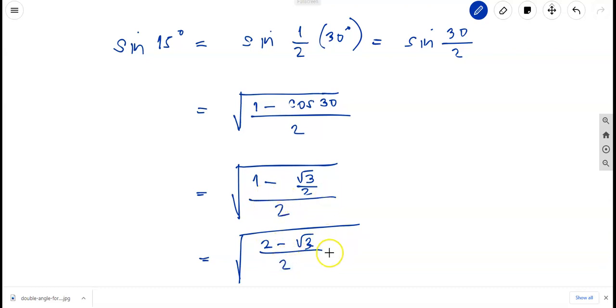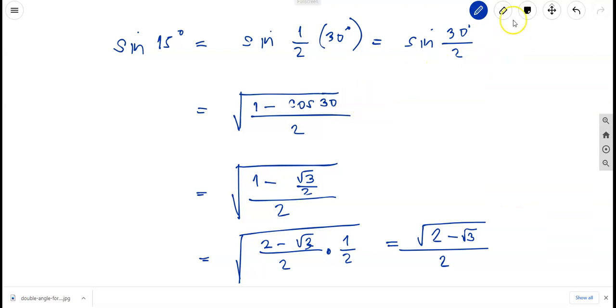Then simplify further. Taking the reciprocal, we multiply by 1 over 2. So we get the square root of 2 minus square root of 3 all over 2, because 2 times 2 is 4, and the square root of 4 is positive 2. So try to check the unit circle, and try to remember the values of cosine, sine, and tangent of the special triangles.